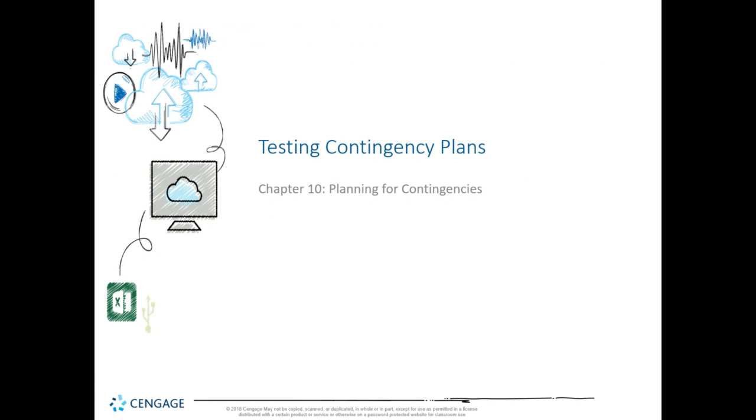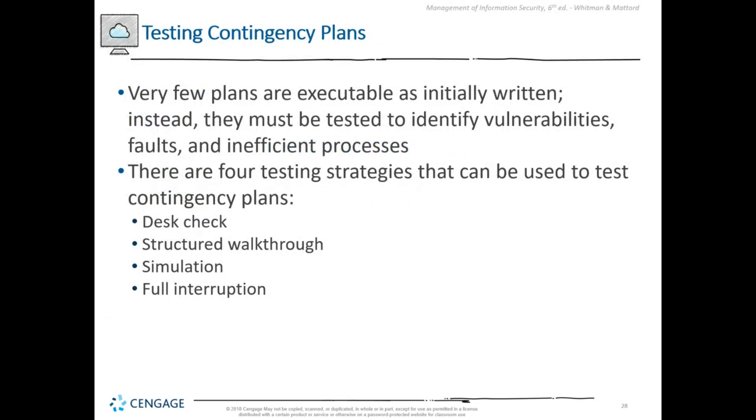You also want to make sure that you test your contingency plans. There are a couple of different things we can look at to test our plans. Once again, keep in mind that very few plans are going to be executed as they were initially written. So once you test the plan, you're going to find new vulnerabilities, new faults, new issues with the plan, and you'll have to go back through and update the plan and work out the kinks. A couple of ways we do this is a desk check. That's reviewing the plan and creating a list of correct and incorrect components.